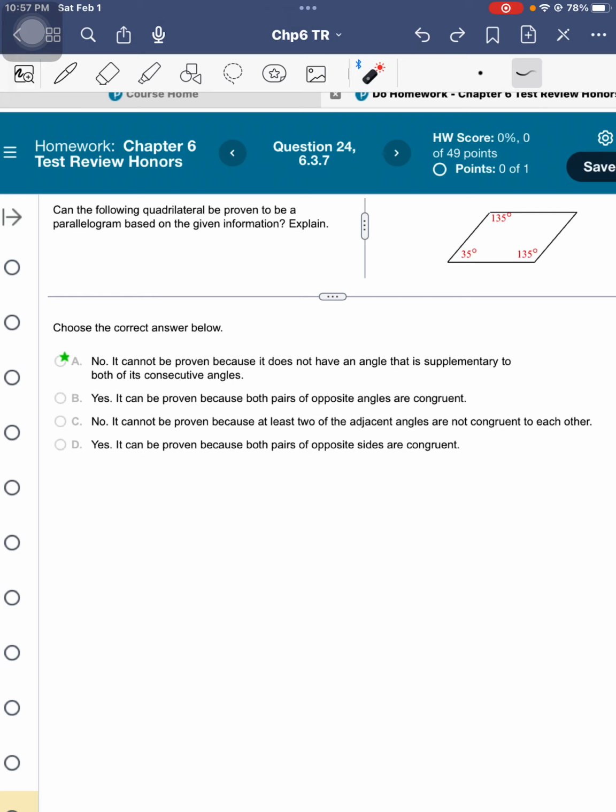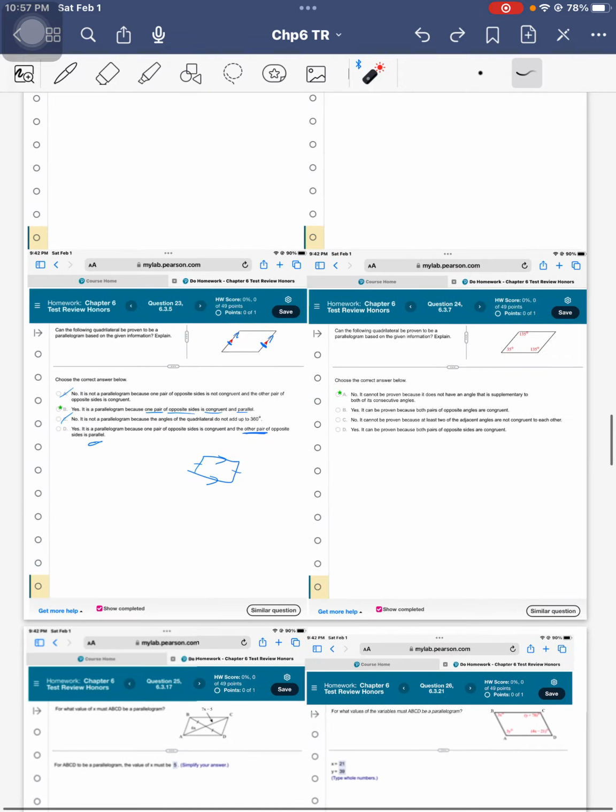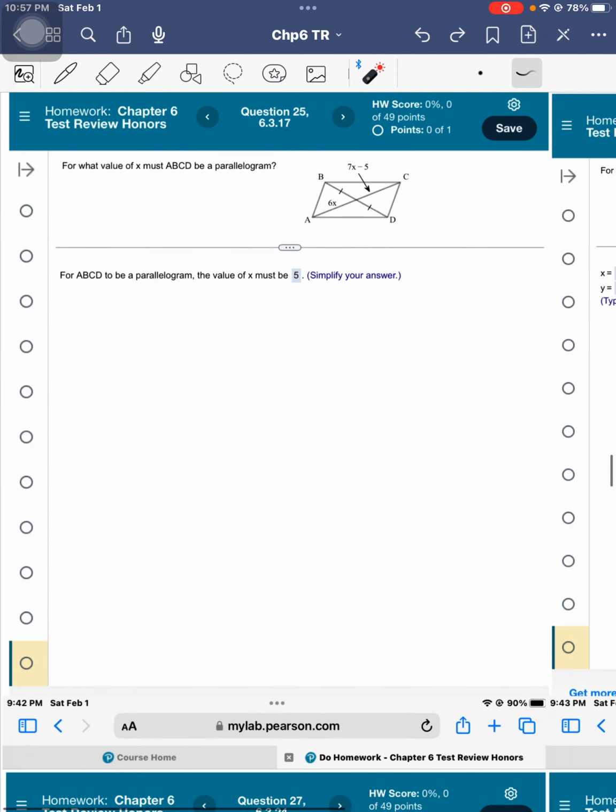Can the following quadrilateral be proven to be a parallelogram just based on this information? Well, what did we just learn about parallelograms? Adjacent angles have to be supplementary. So 135 plus 35, I can already tell it's not supplementary. It's going to equal 170, and that cannot be a parallelogram then. So no, it cannot be proven because it does not have an angle that is supplementary to both its consecutive angles. So that's how we know that that's just flat out wrong. Okay, so let's move on.